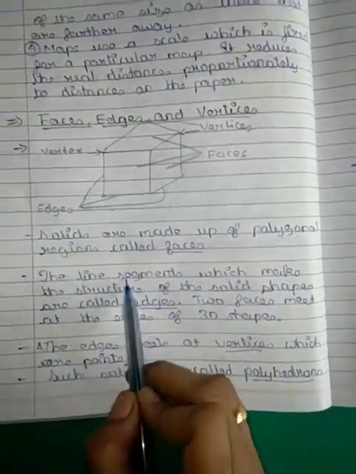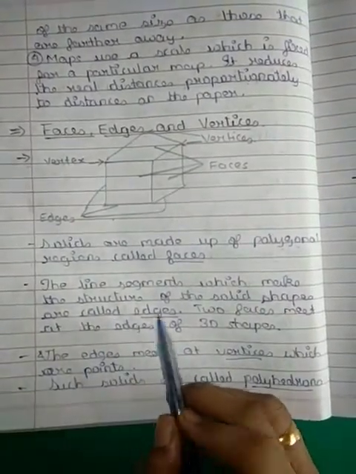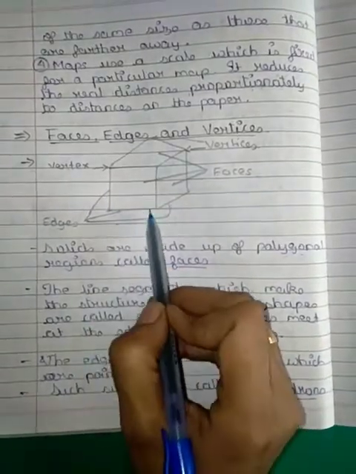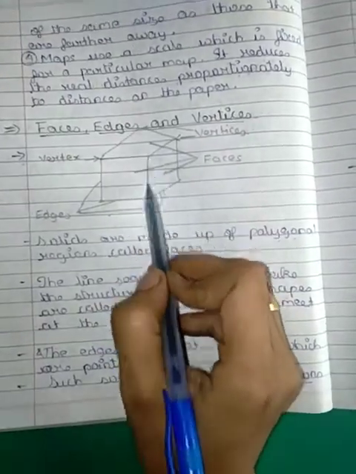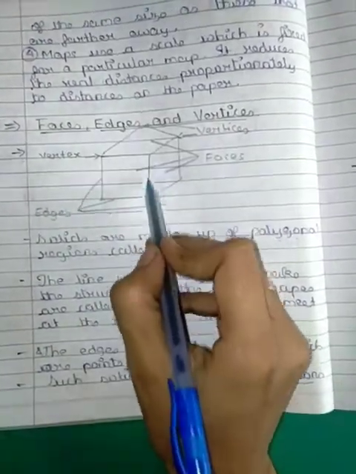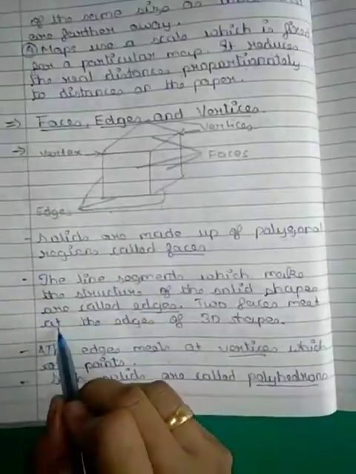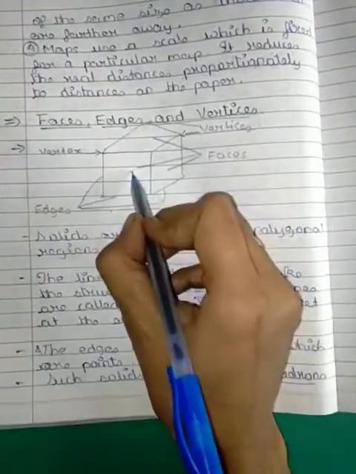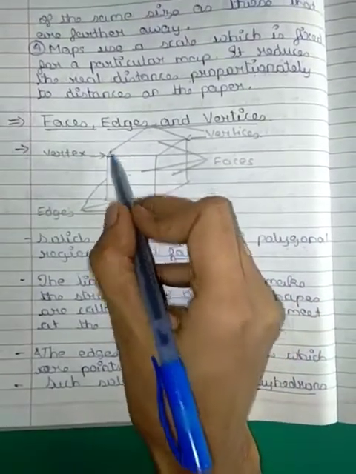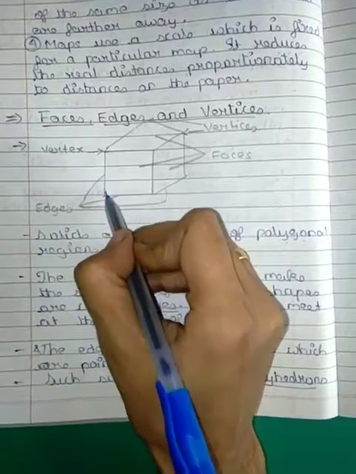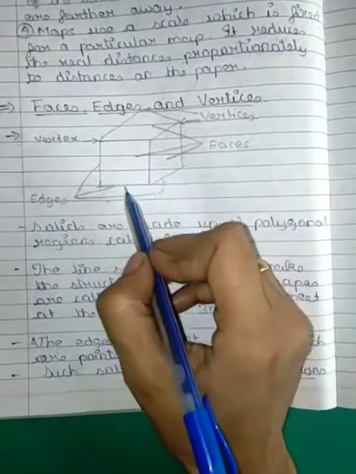Now the line segments which make the structure of the solid shapes are called edges. So the structure is formed by these line segments. These are faces. When two faces meet and a line segment is formed, that line segment is known as an edge. Two faces meet at the edge of a 3D shape. So these two faces are meeting at a line segment, that is the edge. Here this and this face are meeting, so this will be the edge. And here this will be the edge, where the base and one of the lateral faces are meeting.